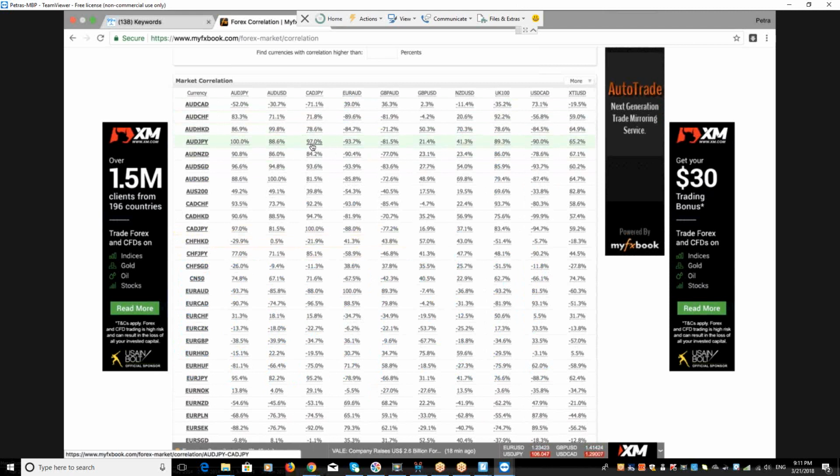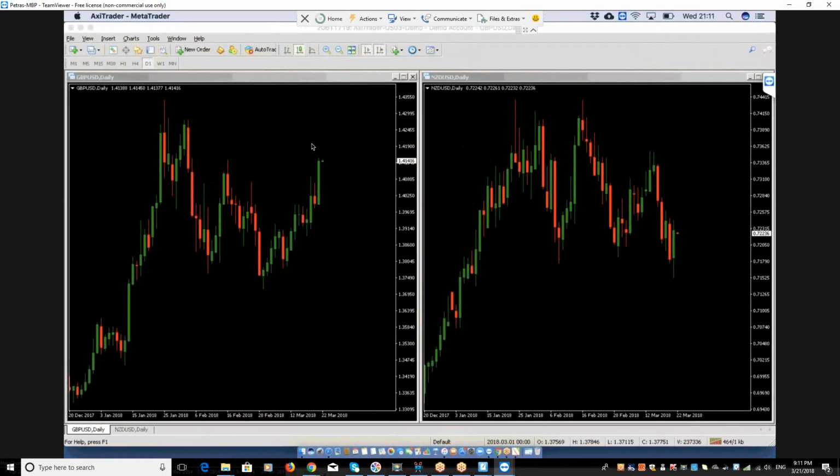So what I now needed to do, Petra, was go back to your chart, to your MT4, and this time we want Aussie Jappy on one and CAD Jappy on the other.